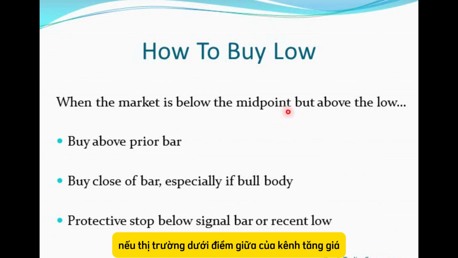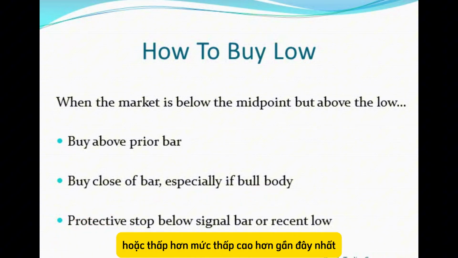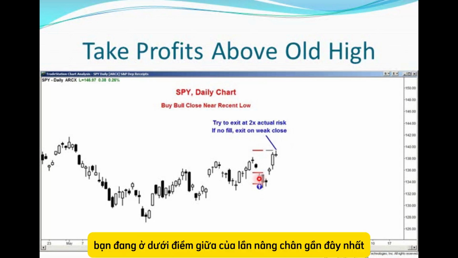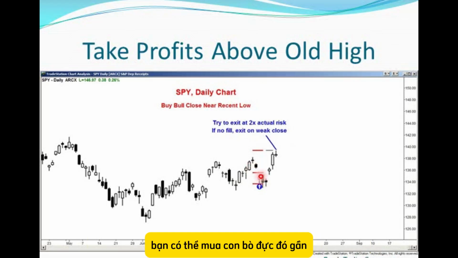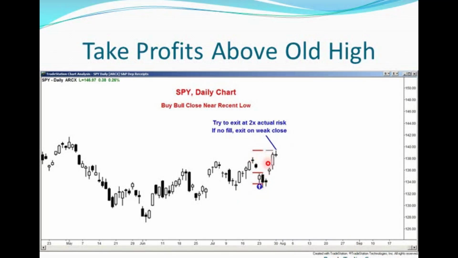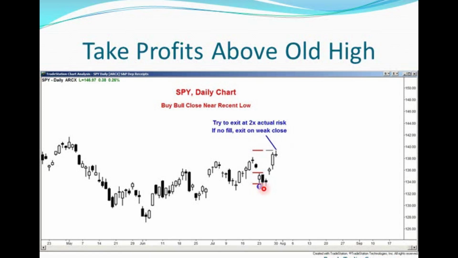If the market's below the midpoint of the bull channel but above the most recent higher low, you can buy above the prior bar. You can buy the close of the bar if it has a bull body and just put your stop below the most recent signal bar or below the most recent higher low. Okay, on this bull bar here, you're below the midpoint of the most recent leg up and you have a bull body. I think you can buy that bull close and put a stop below the most recent higher low and go for a target maybe twice the height of the bar, which would be at a new high. Once the market turns up, you could do a measured move based upon the actual risk, which is below this low, or you could simply just take profits above the prior high.